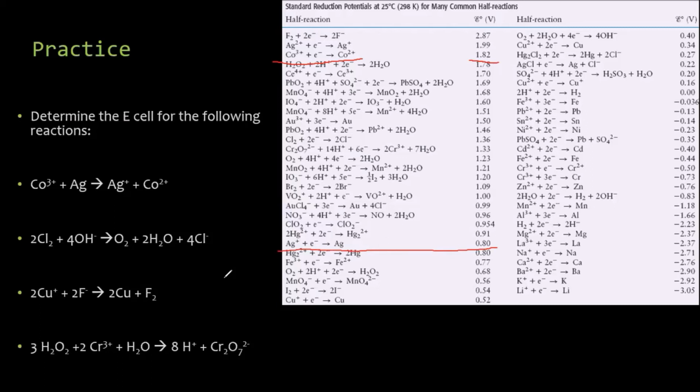Looking here, which one of these reactions perfectly matches the order as we see it in this reaction? Was it cobalt or silver? Cobalt, so we're going to say 1.82. That means silver is opposite. You see silver solid goes to silver plus, so we're going to take that number and subtract it. The opposite gets subtracted. So what is the cell potential for this first reaction? 1.82 minus 0.8 gives us 1.02.